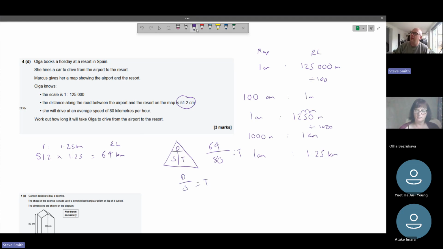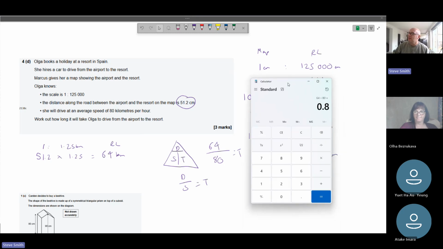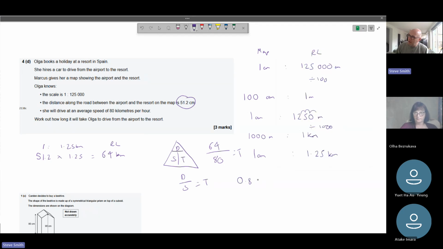So if we get our calculator, 64 divided by 80 equals 0.8. Okay. So it's going to take 0.8 hours. I'm not sure, as an examiner, if I would be happy if somebody said 0.8 hours.